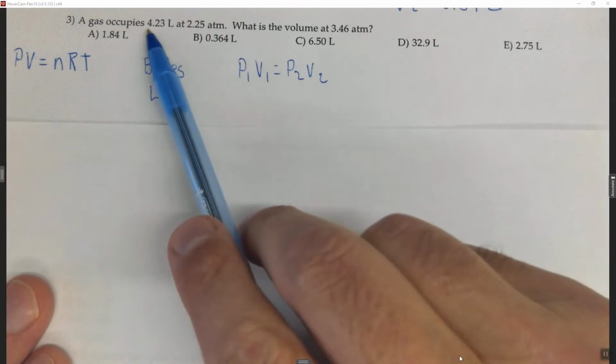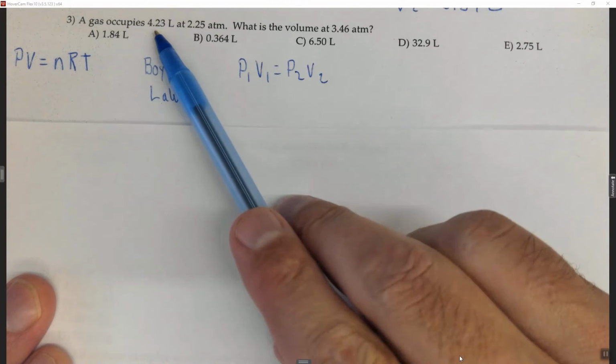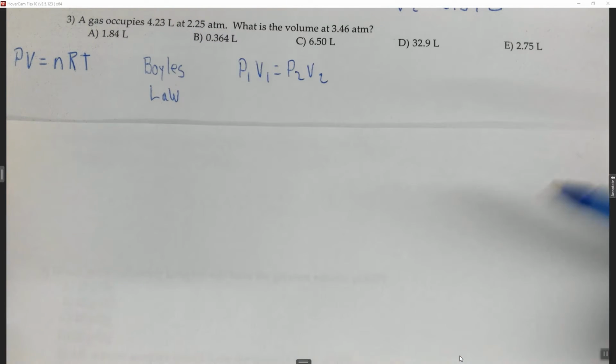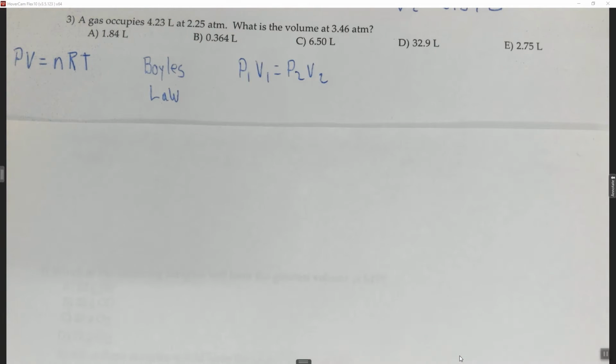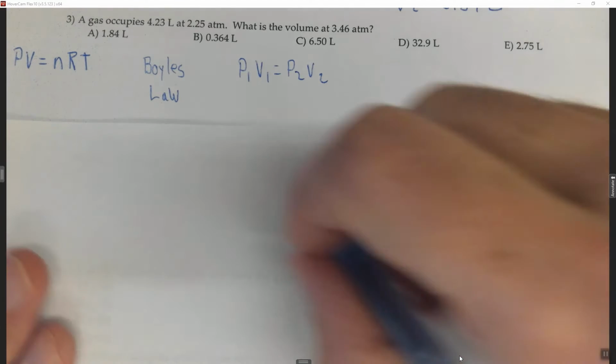In this case, you don't need to change the units. You can have milliliters or liters, it doesn't matter because they're proportional. You could have atmospheres or you could have torr. Again, it doesn't matter because they're proportional. When you have temperature, Celsius temperatures are not proportional to Kelvin temperatures, so you have to change to Kelvin.